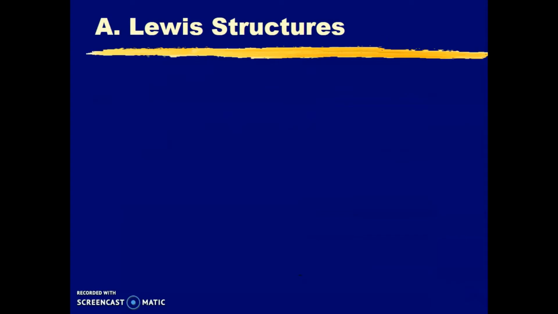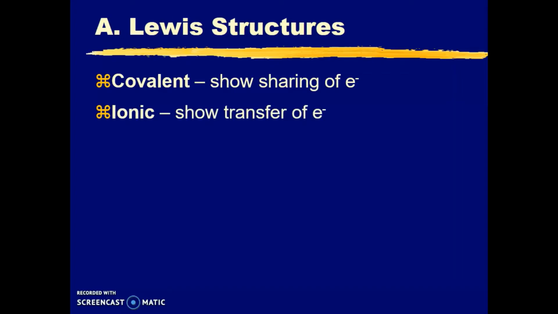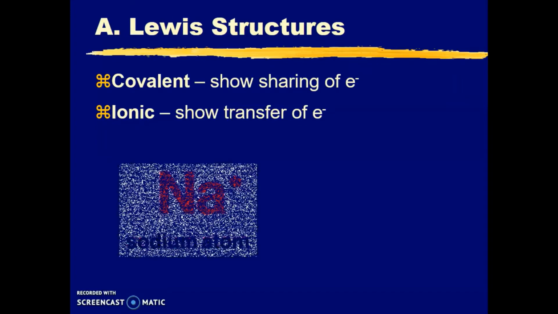Okay, so the way we're going to draw Lewis dot diagrams is going to be a little bit different, because before we represented the sharing of the electron. So we drew a line to represent that sharing and that bond. But with ionic, we need to show the transfer. We need to show one element losing electrons while the other gains those electrons.